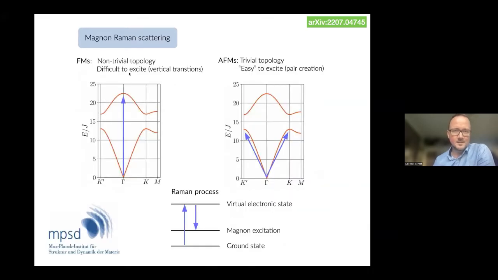Okay, so now, as I already said, there are basically two limits of this model. One is the ferromagnetic limit, where you get a non-trivial topology, but it's difficult to excite because the dominant excitation process for magnon Raman scattering is a single-magnon Raman scattering where you have direct vertical transitions. Whereas in the antiferromagnet, you have a trivial topology, but they're easier to excite because you can have as a dominant process this two-magnon pair creation process. Okay.